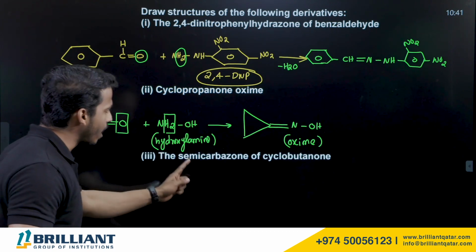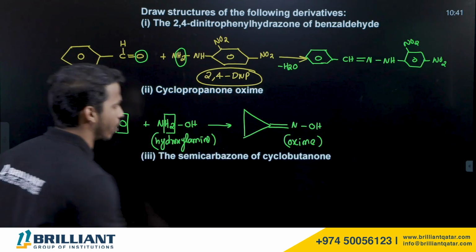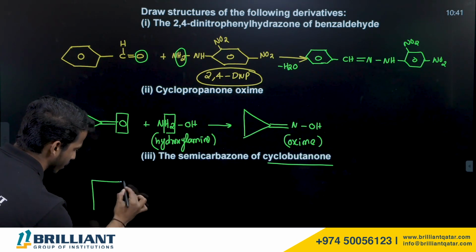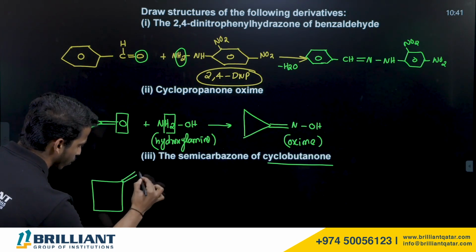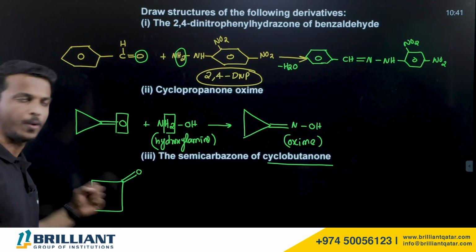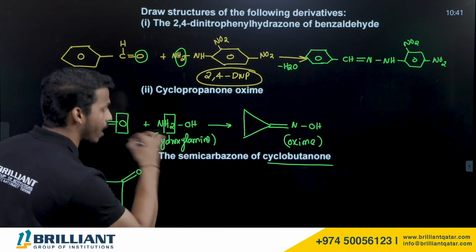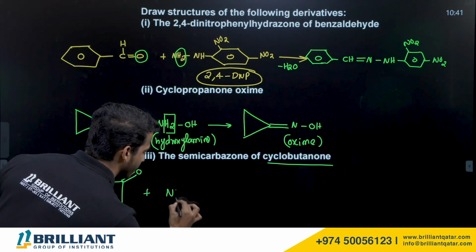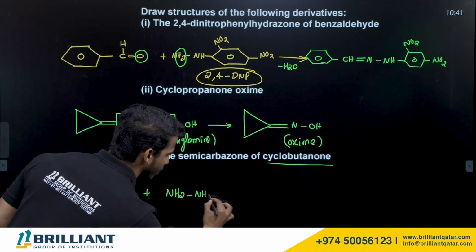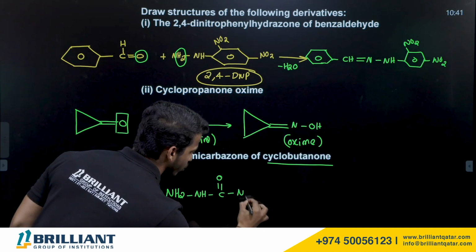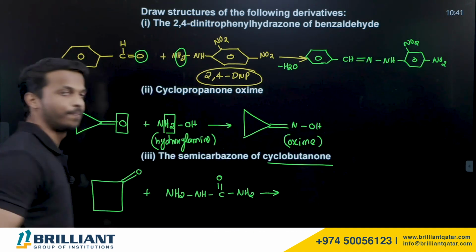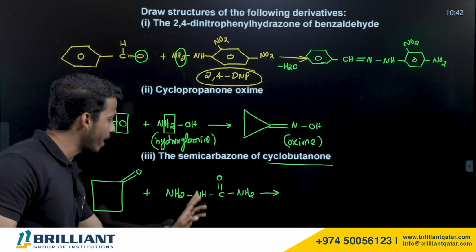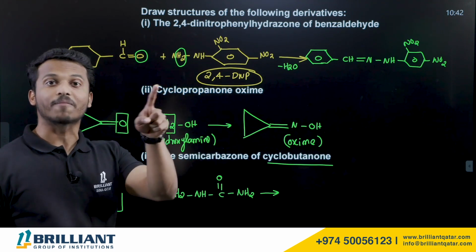Next one, the semicarbazone of cyclobutanone. So our starting material is cyclobutanone. What is cyclobutanone? We can draw it like this: cyclobutane with a keto group, on any one of the sides. This is called cyclobutanone. It is treated with semicarbazide. Dear student, what is semicarbazide? Semicarbazide is NH2, NHCO, NH2. NH2NH2 is called hydrazine; NH2, NHCO, NH2 is called semicarbazide.